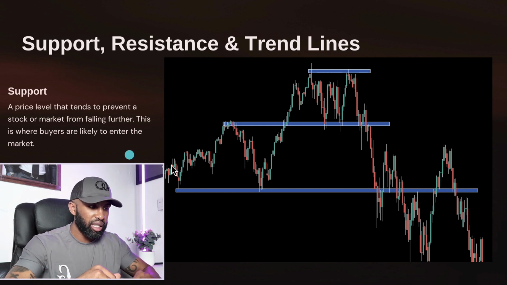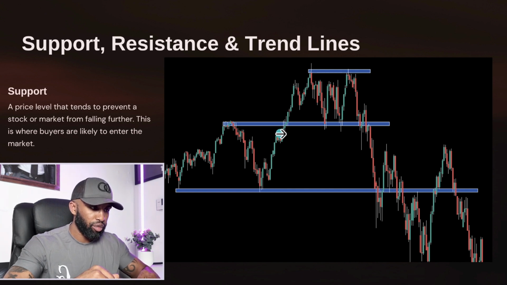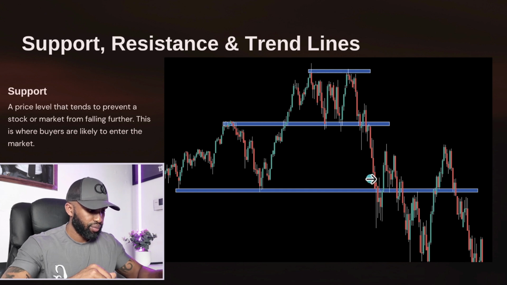Then resistance. So you can see here, support. Look at this. Look at price bounce off here and move. This place became support. Price bounced off here, came back, bounced off, came back, bounced before it finally broke it.